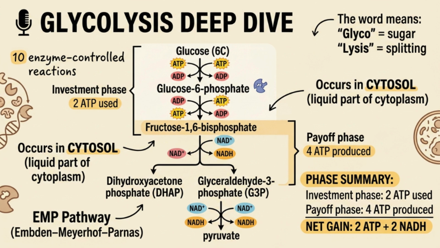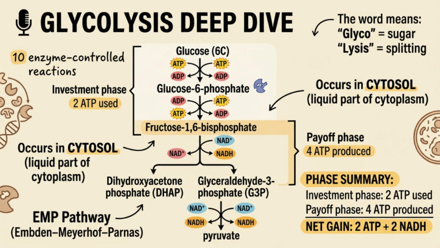Let's go deep on glycolysis. The word itself tells you what happens. Glyco means sugar, lysis means splitting. So glycolysis literally means sugar splitting. It consists of 10 enzyme-controlled reactions that happen in the cytosol. That's the liquid portion of the cytoplasm. This pathway is also called the EMP pathway, after Embden, Meyerhof, and Parnas, who discovered it.